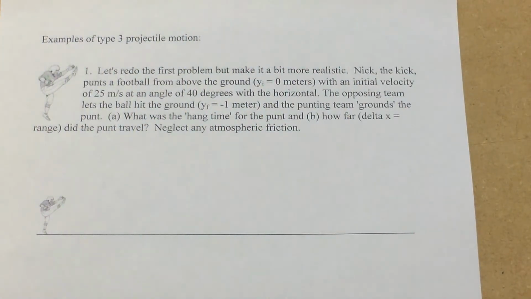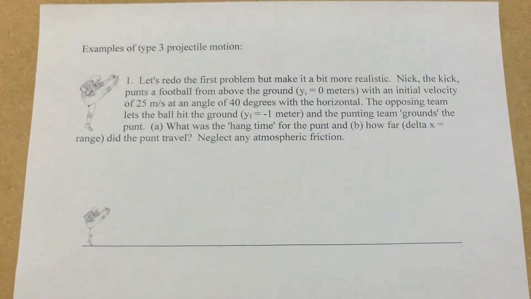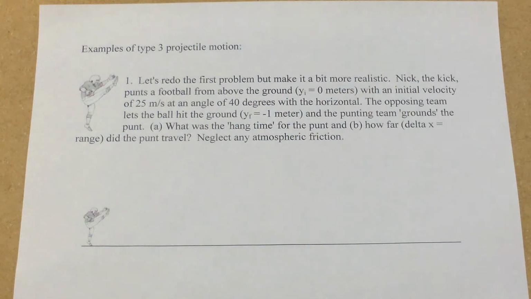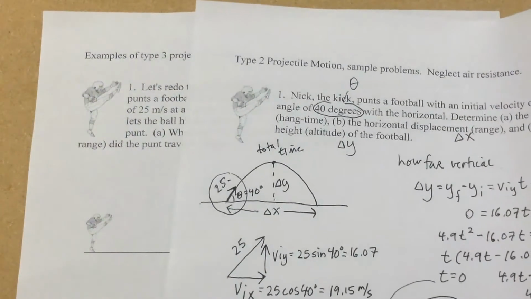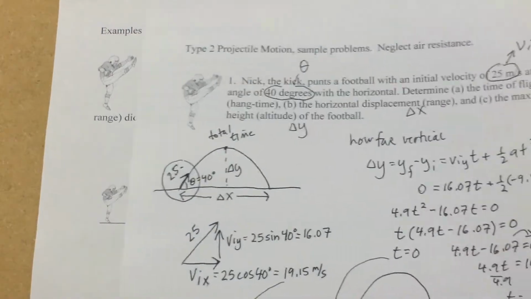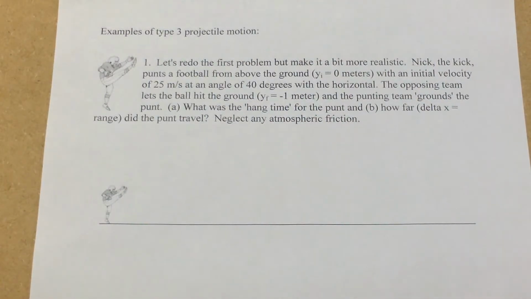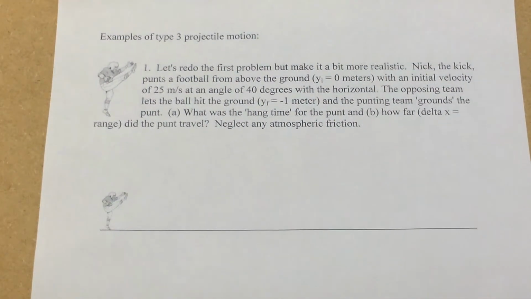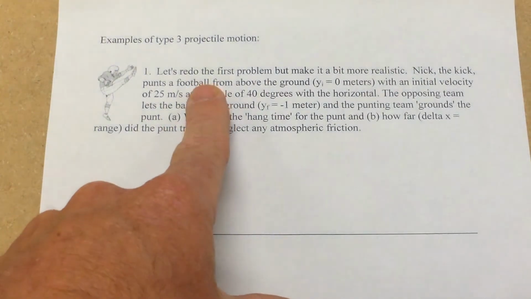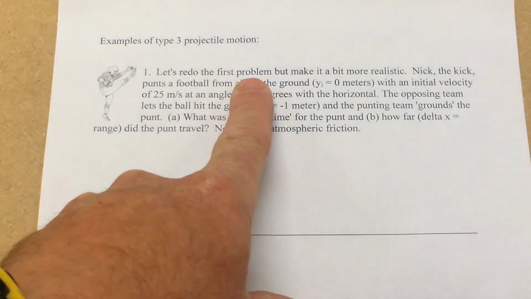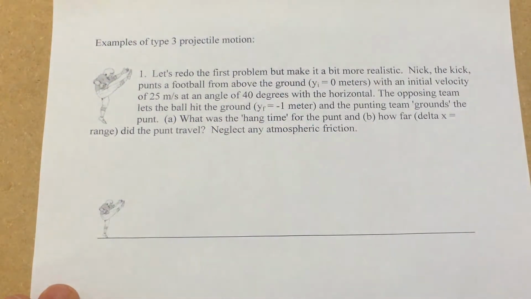We're going to start with page 8, and let me do a couple problems here with you. The other day on page 6, we did this Nick punting a football problem. Let me make it a little bit more realistic and turn it into a type 3 projectile. So let's redo the first problem that we did, the one on page 6, but make it more realistic.